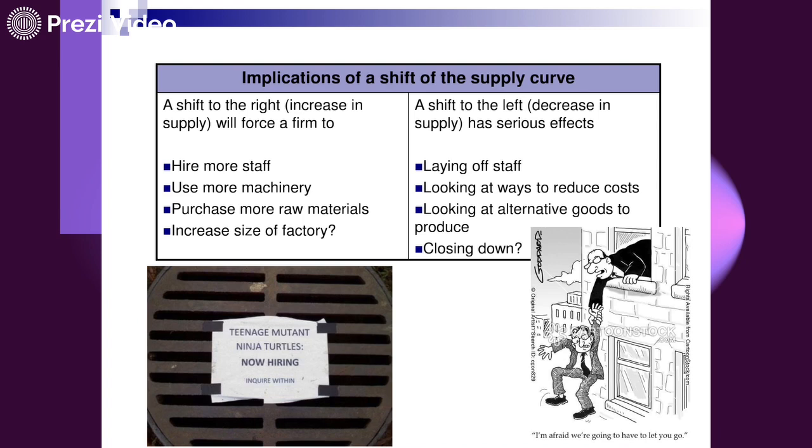And again, this has happened really recently. You'll need to look at ways to reduce costs. You'll need to look for alternative goods or services to produce, and you might even need to close down. So you would have seen a lot of these things happening in our economy at this point in time. So it's really important to start reading the news and see which one of these applies.